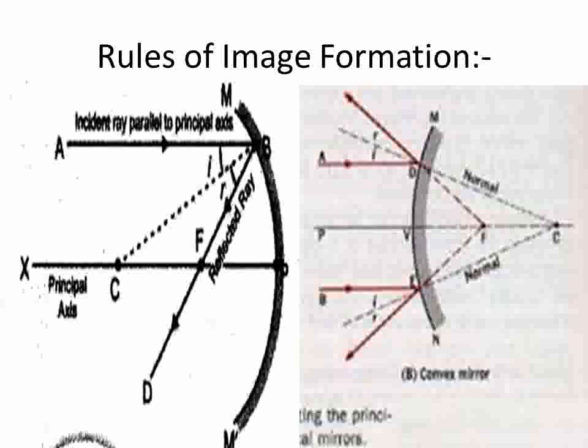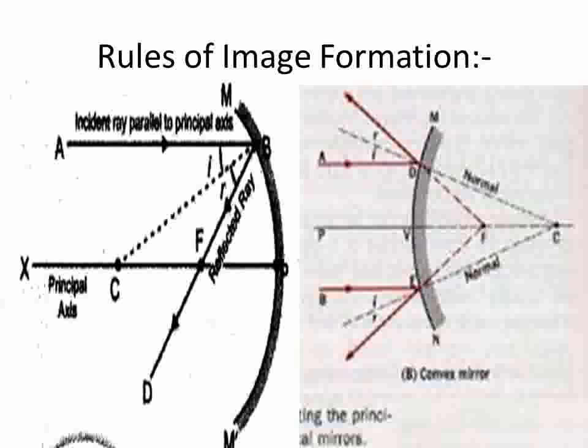Rules of image formation. Number 1. Any ray coming parallel to the principal axis, after reflection from a mirror, passes through the focus, which is a point on the principal axis, as shown in the figure. The incident ray AB, after reflection, passes through F, and that is the reflected ray BD.